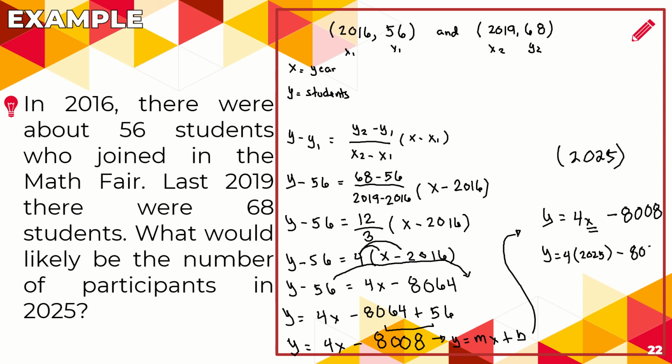So what is the product if we multiply 4 by 2025? Correct. It is 8,100 minus 8,008. So how many participants do we have in 2025? Correct. We're going to have 92 participants.